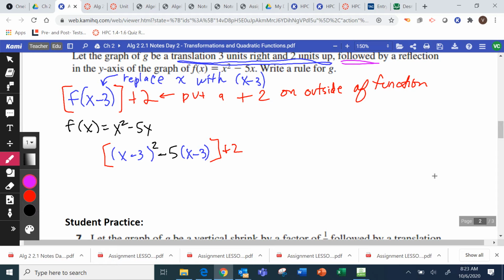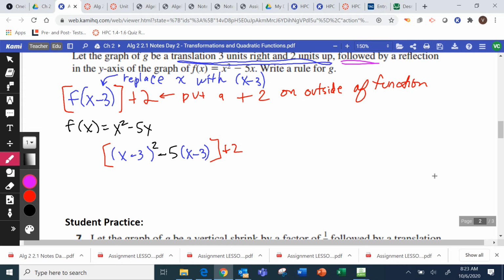So now this followed by, we can do that now or we can simplify first. It doesn't really matter what order we do them in. We could do it now or we could simplify first. I tend to like to simplify first, so that's what I'm going to do. When I say followed by, I usually simplify it.